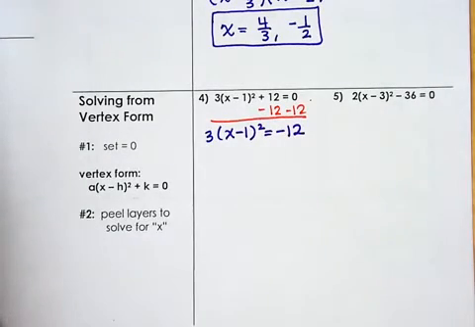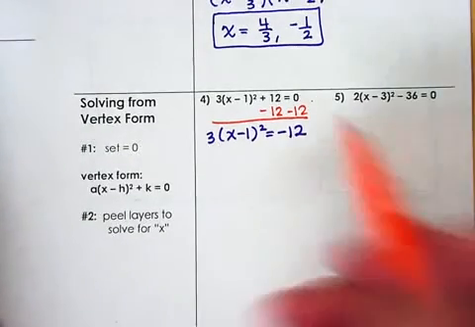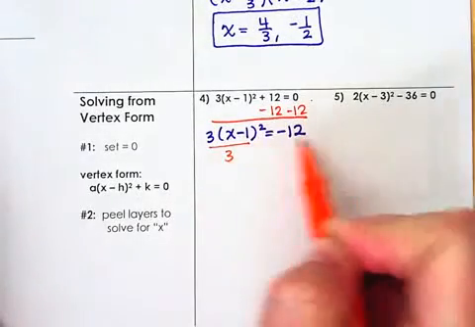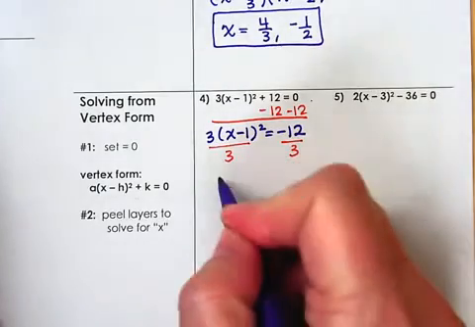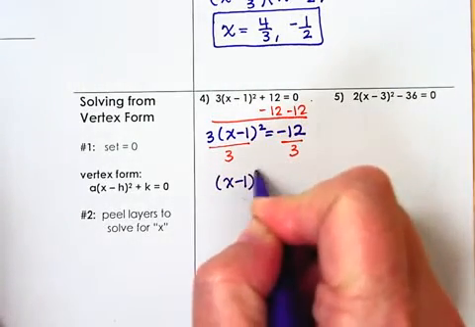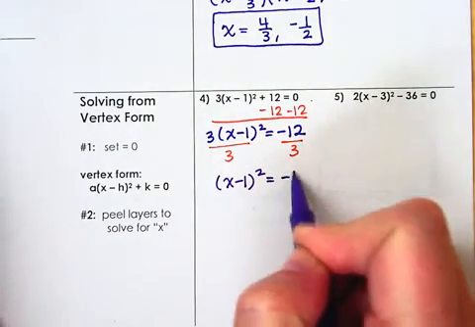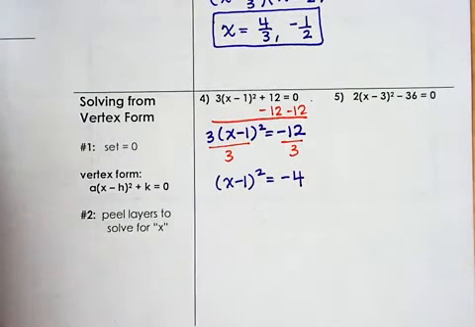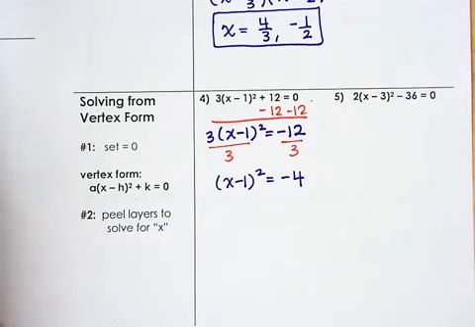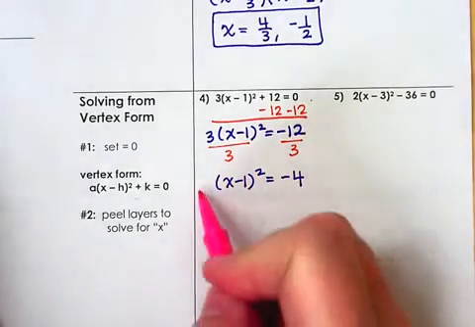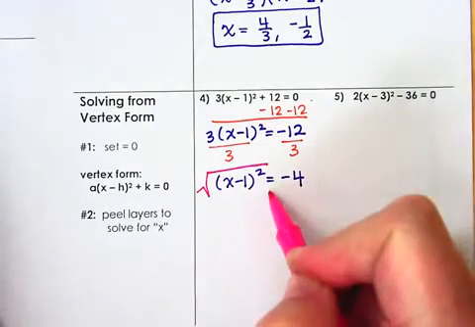Okay, now I want to go ahead and divide by 3. I'm just peeling each set of layers away. And so I have x minus 1 squared equals negative 4. Now the next layer to peel away here is the square itself. So to undo the square, we need to actually take the square root of both sides.